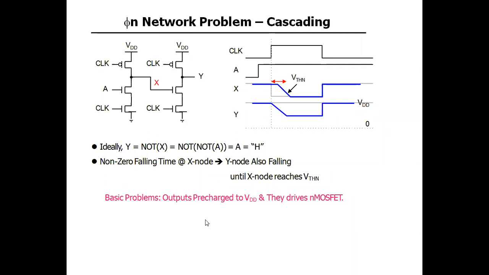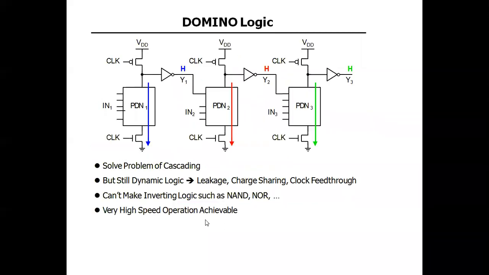So they cannot feed directly to the next stage of the phi n network. So cascading is not possible, or you can say we cannot directly cascade, right? You have to use some intermediate circuit, and only then you will be able to cascade the phi n network to the next stage. Okay, and the next part is domino logic.